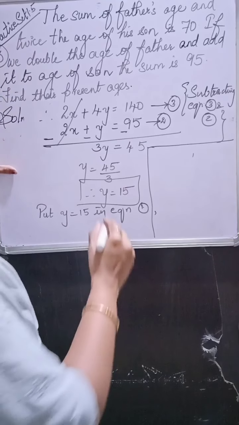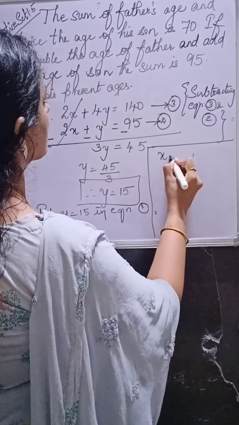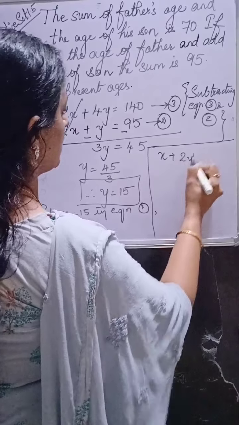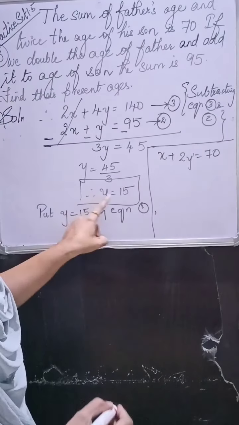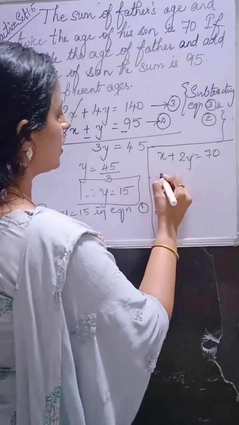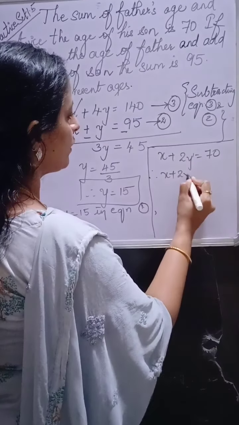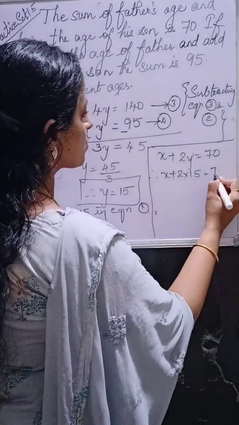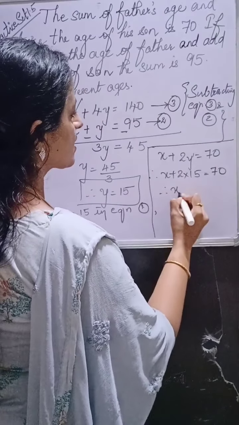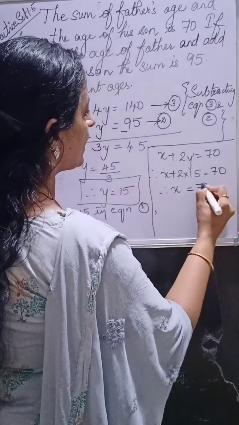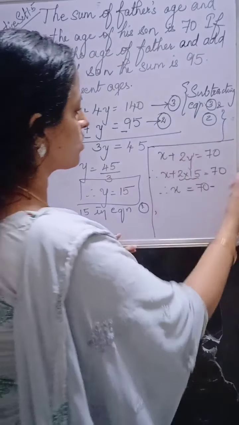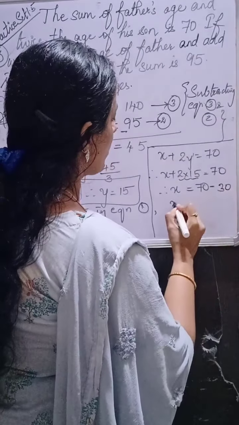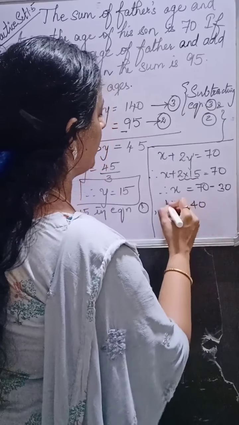Equation 1 was x plus 2y is equal to 70. So put y is equal to 15 here. Therefore, x plus 2 into 15 is equal to 70. x is equal to 70 minus 2 into 15, that is 30. So x is equal to 70 minus 30, so x is equal to 40.